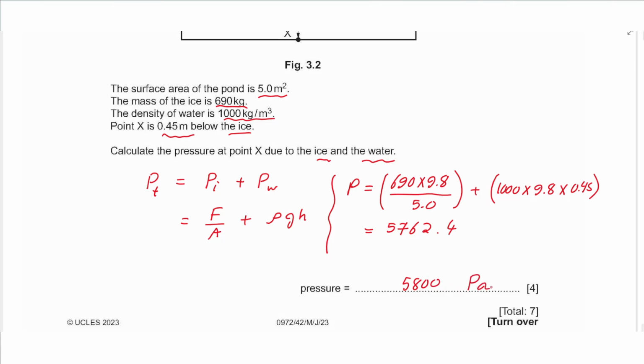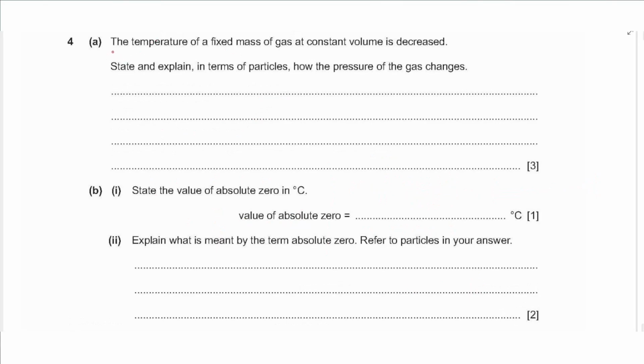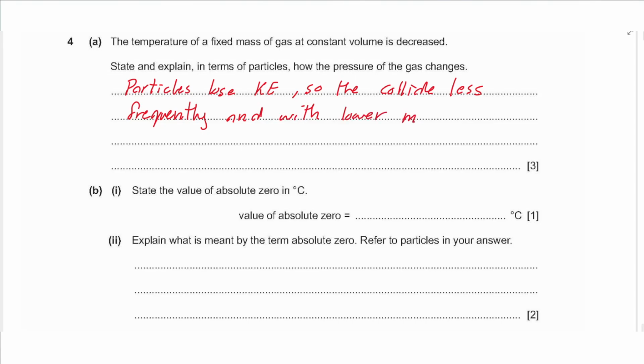pressure is Pascal. Question 4a says the temperature of a fixed mass of gas at constant volume is decreased. State and explain in terms of particles how the pressure of the gas changes. So we say that particles lose kinetic energy or move slower, so they collide less frequently and with lower momentum, so pressure decreases. Or we can say that the force decreases, so pressure decreases.